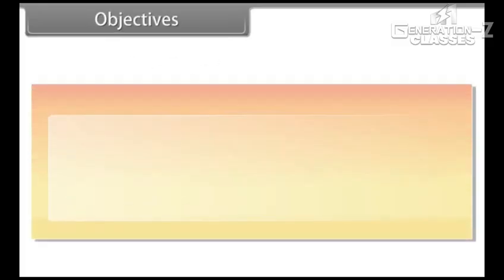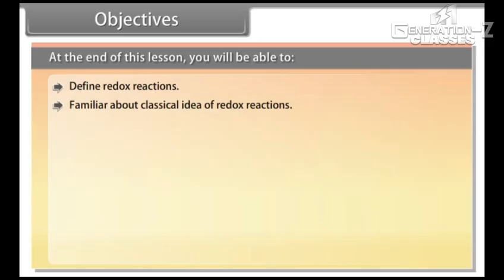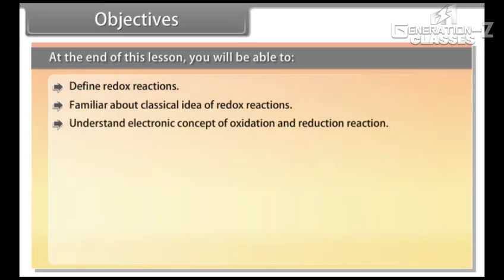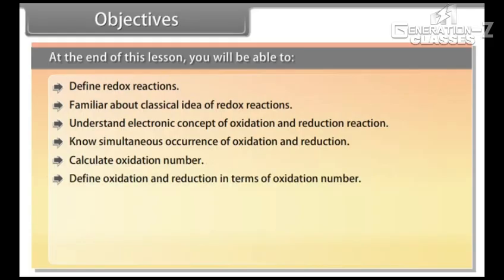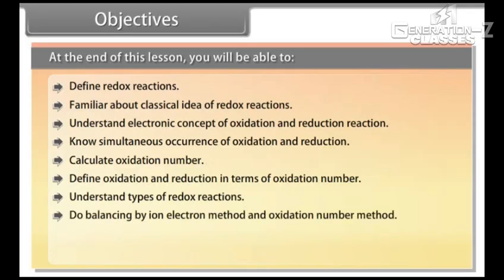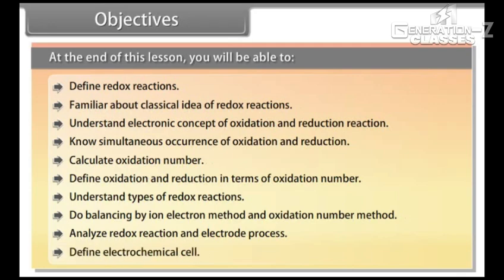Objectives. At the end of this lesson, you will be able to define redox reactions, become familiar with the classical idea of redox reactions, understand the electronic concept of oxidation and reduction reaction, know the simultaneous occurrence of oxidation and reduction, calculate oxidation number, define oxidation and reduction in terms of oxidation number, understand types of redox reactions, do balancing by ion electron method and oxidation number method, analyze redox reaction and electrode process, and define electrochemical cell.